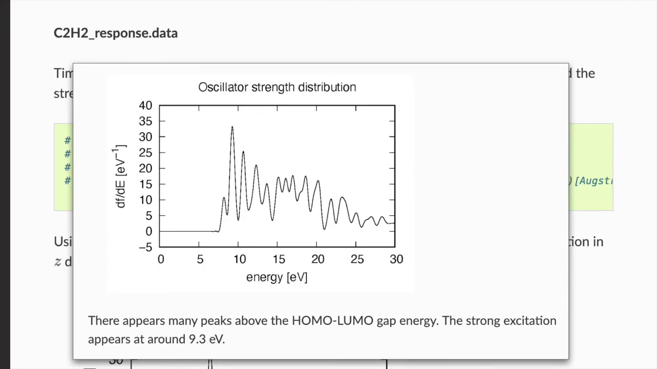This is a graph of the oscillator strength distribution drawn using the first and 10th columns. The oscillator strength distribution can be obtained over a wide range of energies from one time evolution calculation. There is a large peak near 9.3 eV, which corresponds to the electronic excitation from HOMO to LUMO.